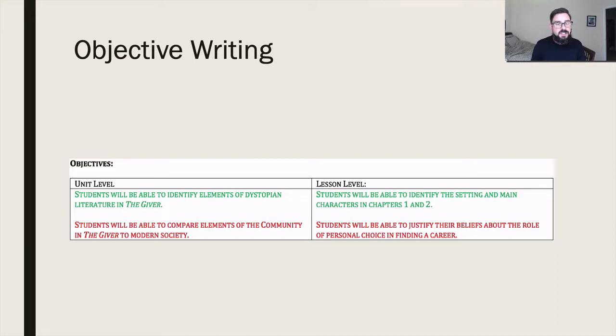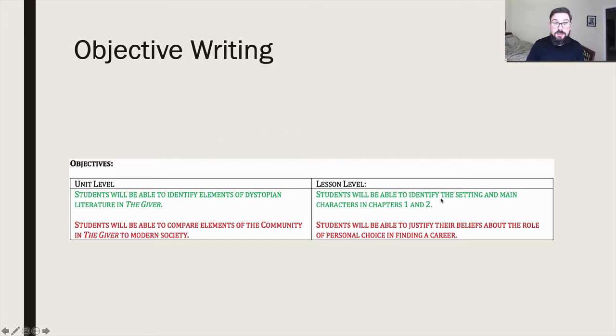So as we look at the objectives in the sample lesson plan that I provided, students will be able to, on a unit level, identify elements of dystopian literature in The Giver. Students will be able to compare elements of the community in The Giver to modern society. So these are bigger, broader unit level objectives. And then you can see how these unit level objectives feed into my lesson level objectives. So if my unit level is students will be able to identify those elements of dystopian literature in The Giver, on my first day, students will be able to identify the setting and main characters in chapters 1 and 2.